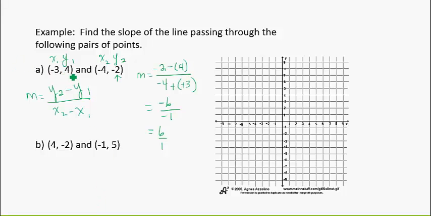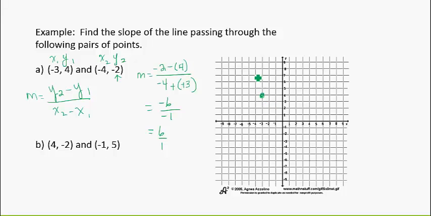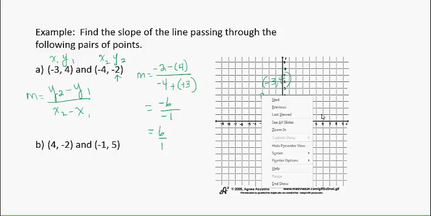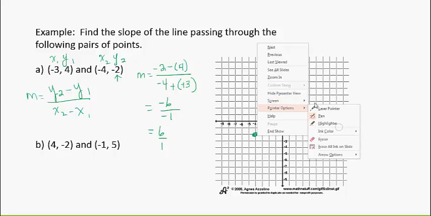All right, let's go and put those points into our coordinate plane. If I go over to -3 and up 4, so one of my points is -3 and 4. And then my other point is -4, -2, so -4 and down 2. So here's my other point.